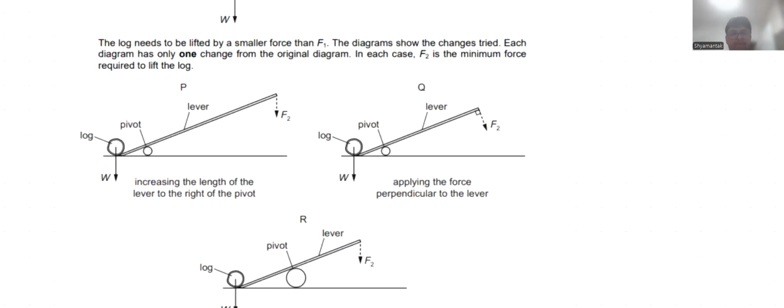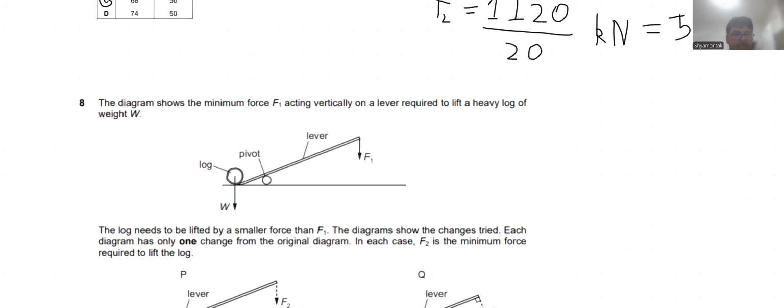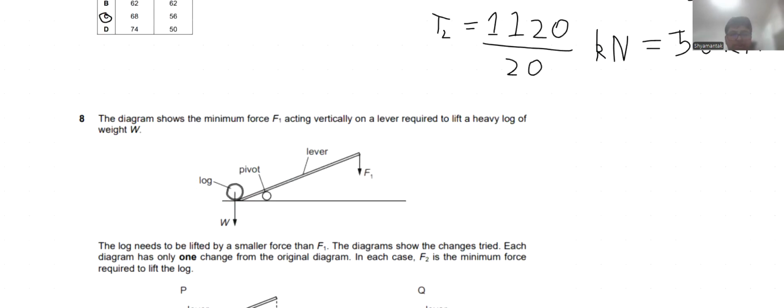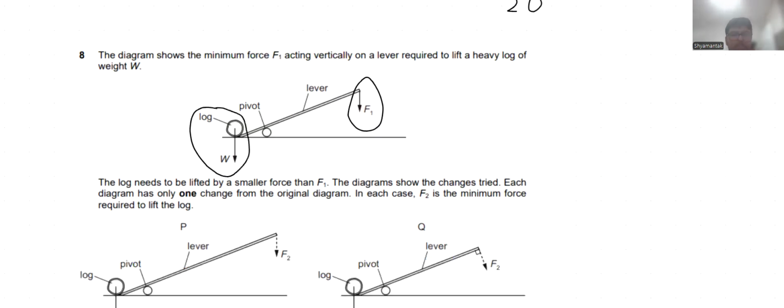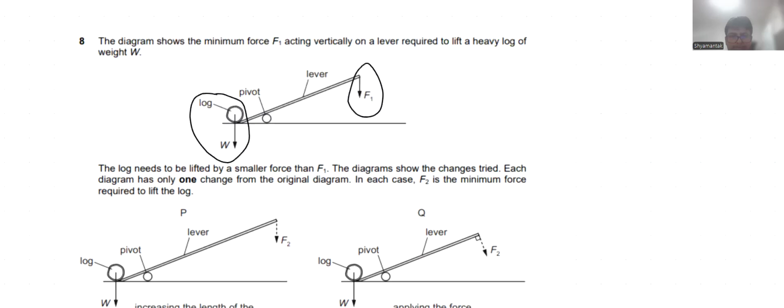or anything, but it really tests on the concept very deeply. So let's solve. The diagram shows the minimum force F1. I'm just going to highlight it. Acting on a lever required to lift a heavy log of weight W. Log of weight W. Let's highlight that whole system. The log needs to be lifted by a smaller force than F1.